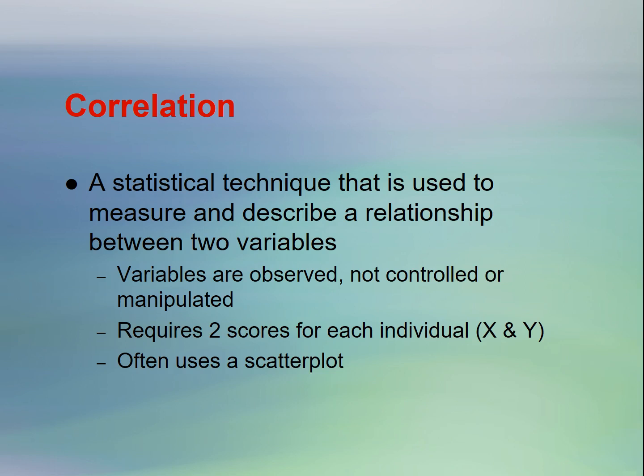So the correlational techniques are typically used to analyze relationship-type research. With correlations, there are going to be two variables. They will be observed and measured, but they will not be controlled or manipulated. We have to have two individual scores, all from the same individual.